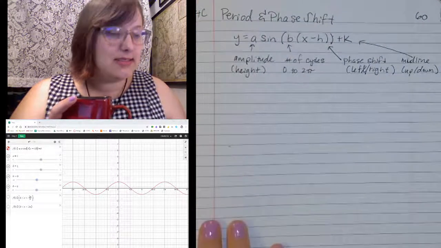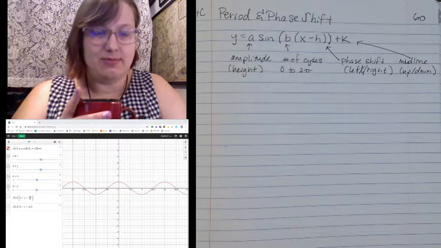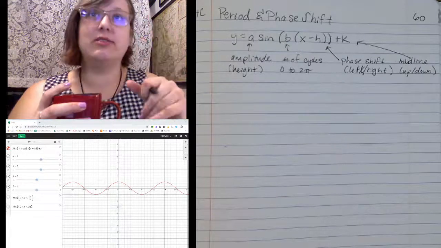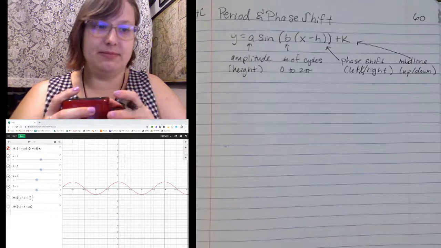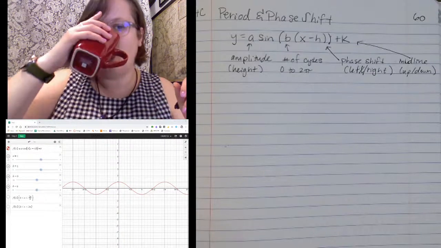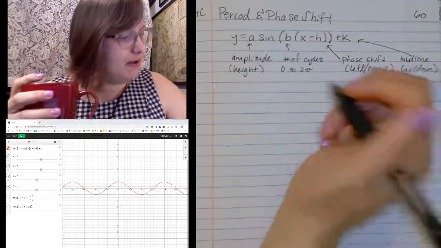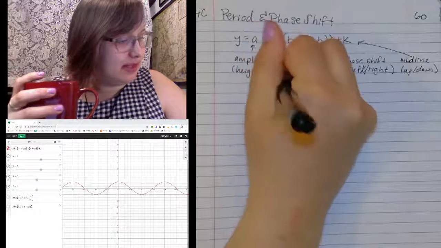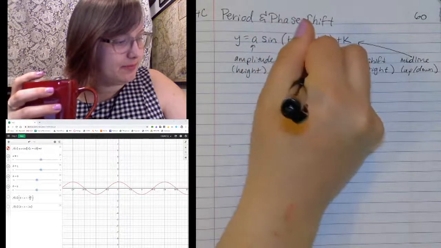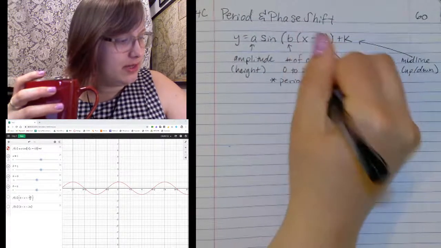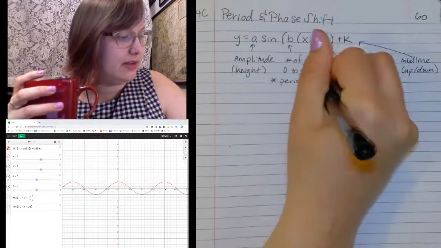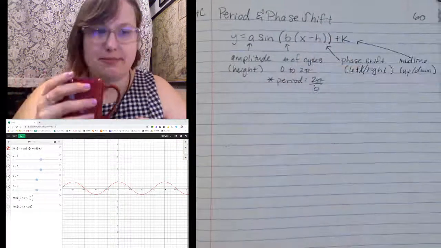And that works the exact same if it was a cosine. So if it says sine or if it says cosine, it's the exact same thing. And then remember that we have this thing for the period length. So the period is 2 pi divided by our value for b.